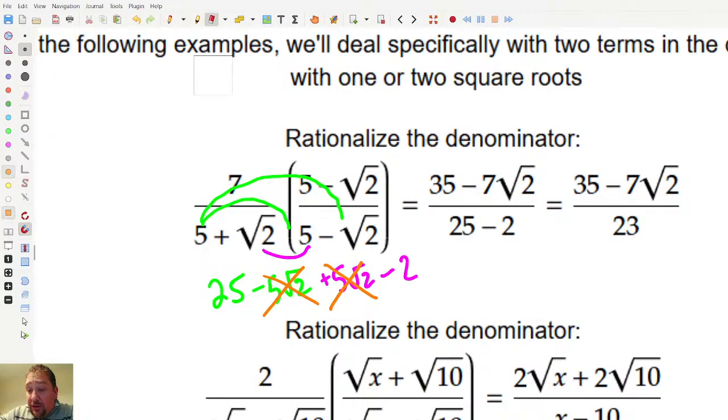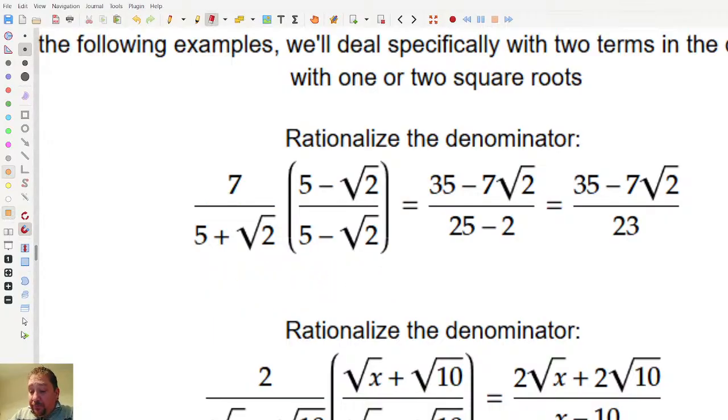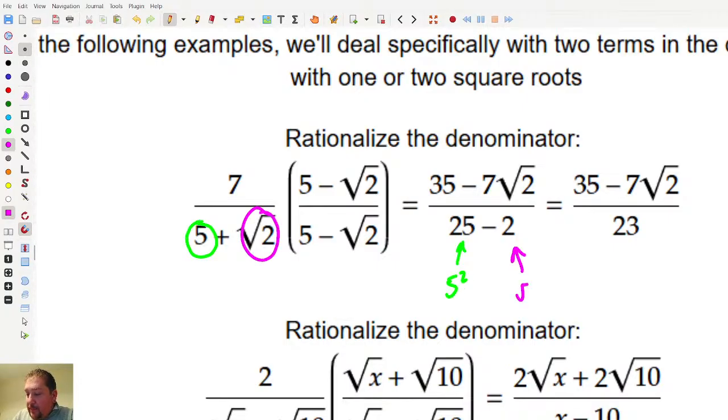So the shortcut here, and this will work every time, is to recognize that when you multiply by 2 terms that have different signs in between them, they're called conjugate pairs. It's a fancy word in mathematics, but you're going to square the first number, you're going to square the second number, which just becomes 2, and the sign in between them is always minus.